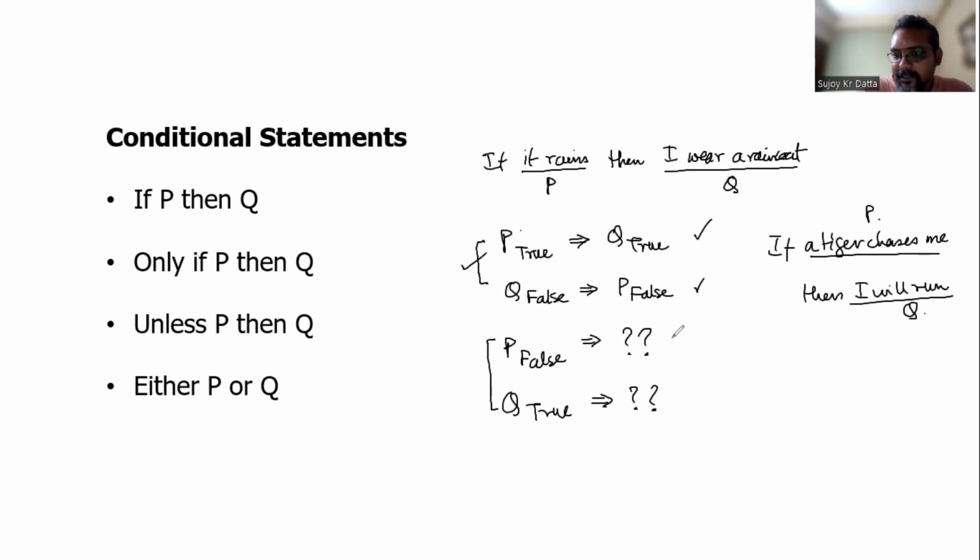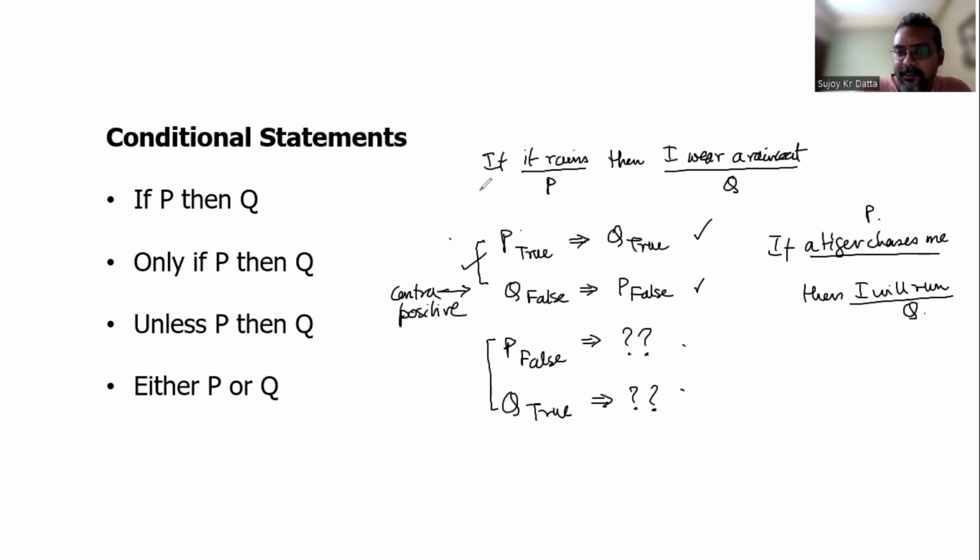So these two are fine. But if P is false and I start saying that the tiger is not chasing me, the conclusion is I am not going to run. That is a wrong conclusion. Similarly, I am running, that means a tiger must have been chasing me. That is also a wrong conclusion. So this is the main statement. This is called its contrapositive. And these two are the converse and the inverse. Converse and the inverse are wrong logic. So they're wrong. They are not to be used.